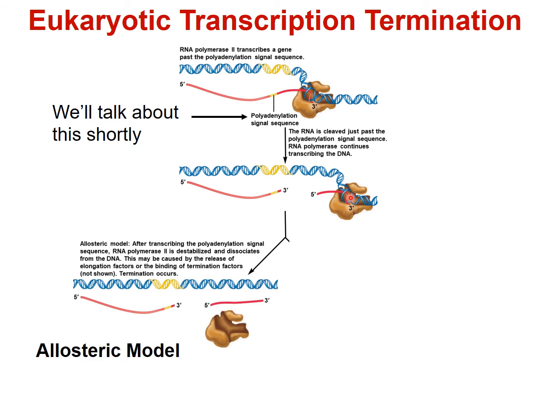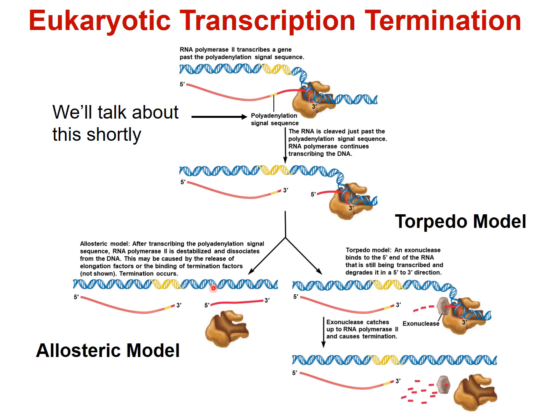So one model is that this cleavage, going past the signal sequence, just destabilizes RNA polymerase II. It dissociates from the DNA. There can be release of elongation factors, or binding of other termination factors, and they're not shown here. So this is when termination occurs. This is called the allosteric model.